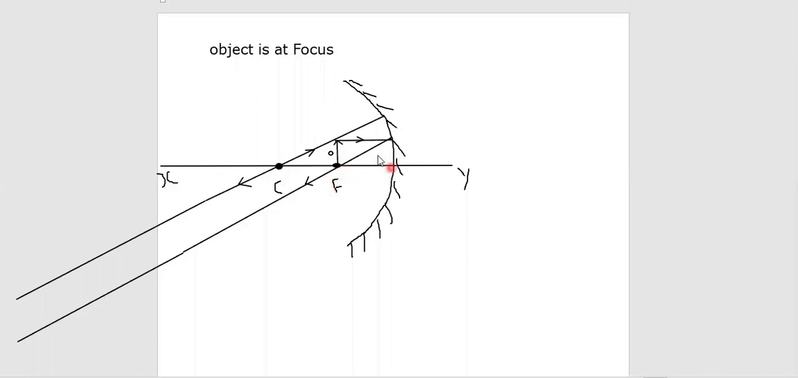And in the third rule, what we have learned is, if a ray of light is passing through the center of curvature, after reflection it will take the same path from where it is coming. I'll draw a line here like this. From here, a ray of light is coming. Again, after reflection, it will be taking the same path like this. So these two reflected rays are parallel with each other.